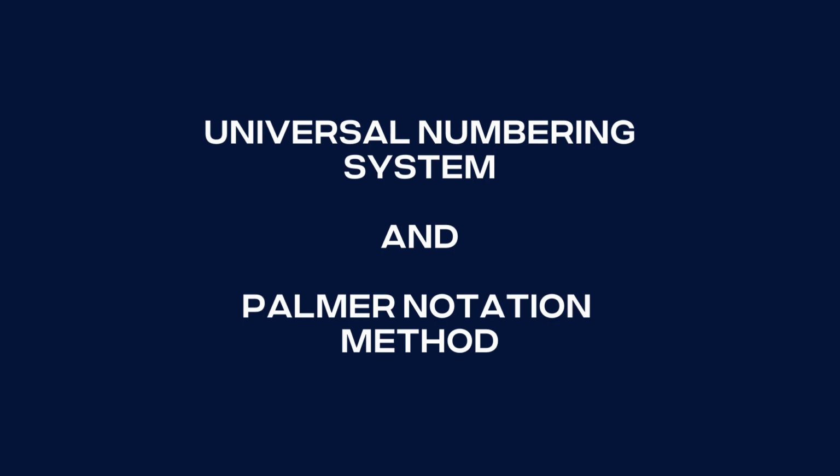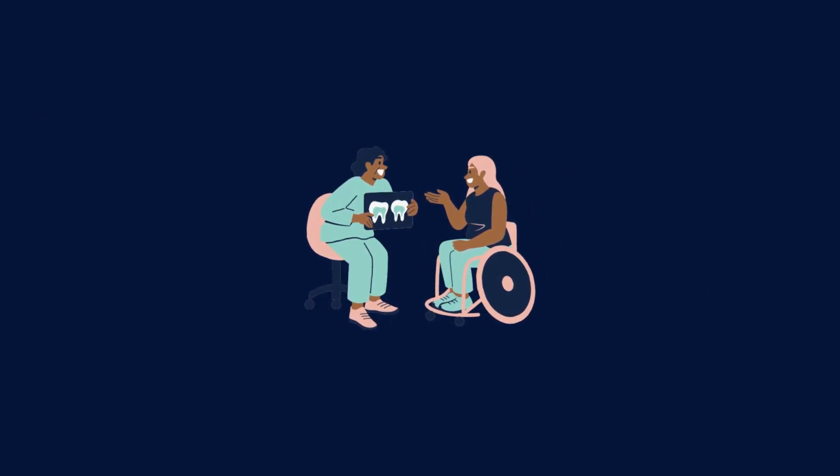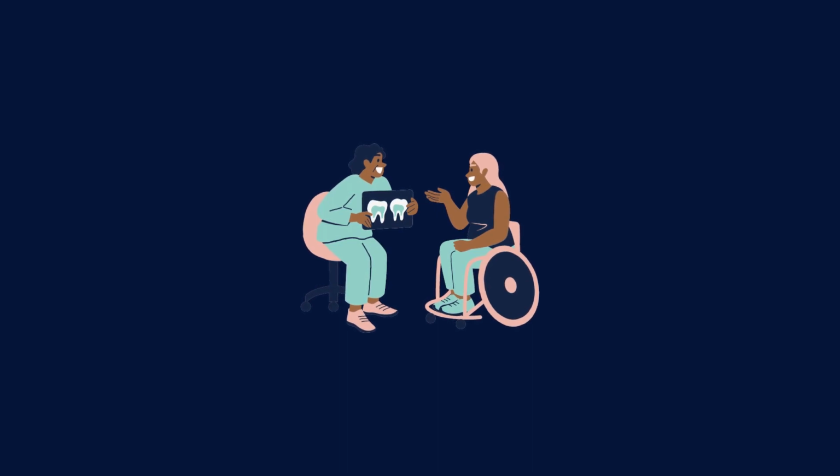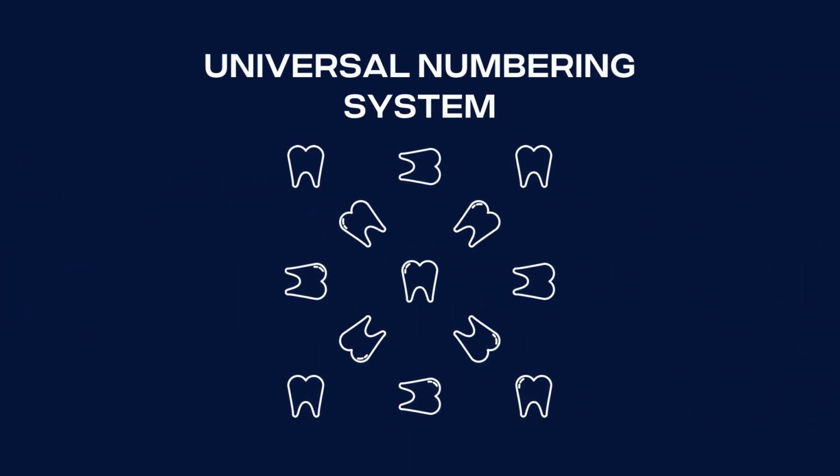This chart is especially useful when recording information on a patient's teeth, such as noting areas of decay or impacted wisdom teeth. The universal numbering system, which is more widely utilized, assigns a unique number to each tooth.